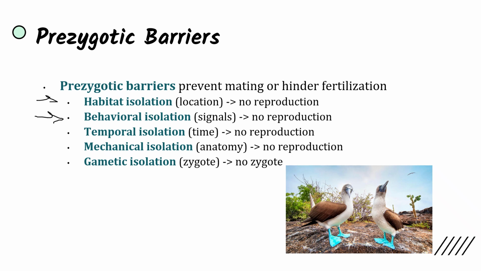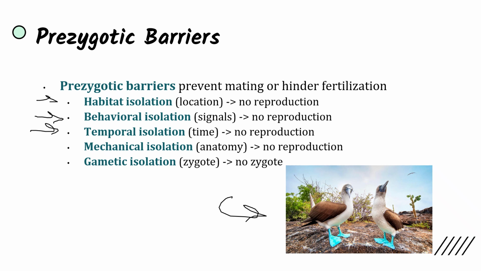Behavioral isolation. If these individuals cannot send the right signals to each other that will result in mating, then there's no reproduction. These are separate species. An example are the blue-footed boobies, which have to do a dance with their blue feet in order to gain a mate. And if the species is unable to do this, that means that it is not part of the blue-footed booby species, and no reproduction has occurred.